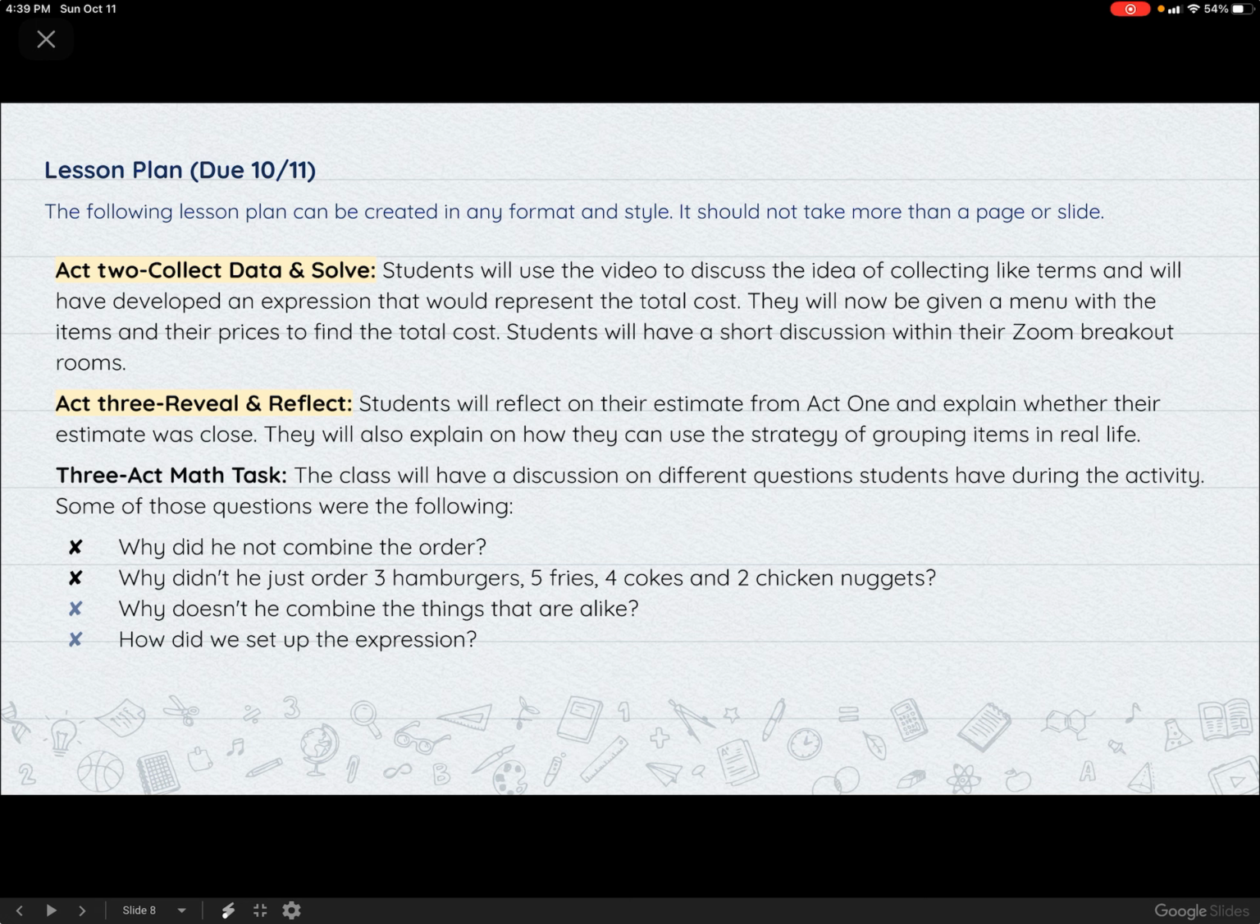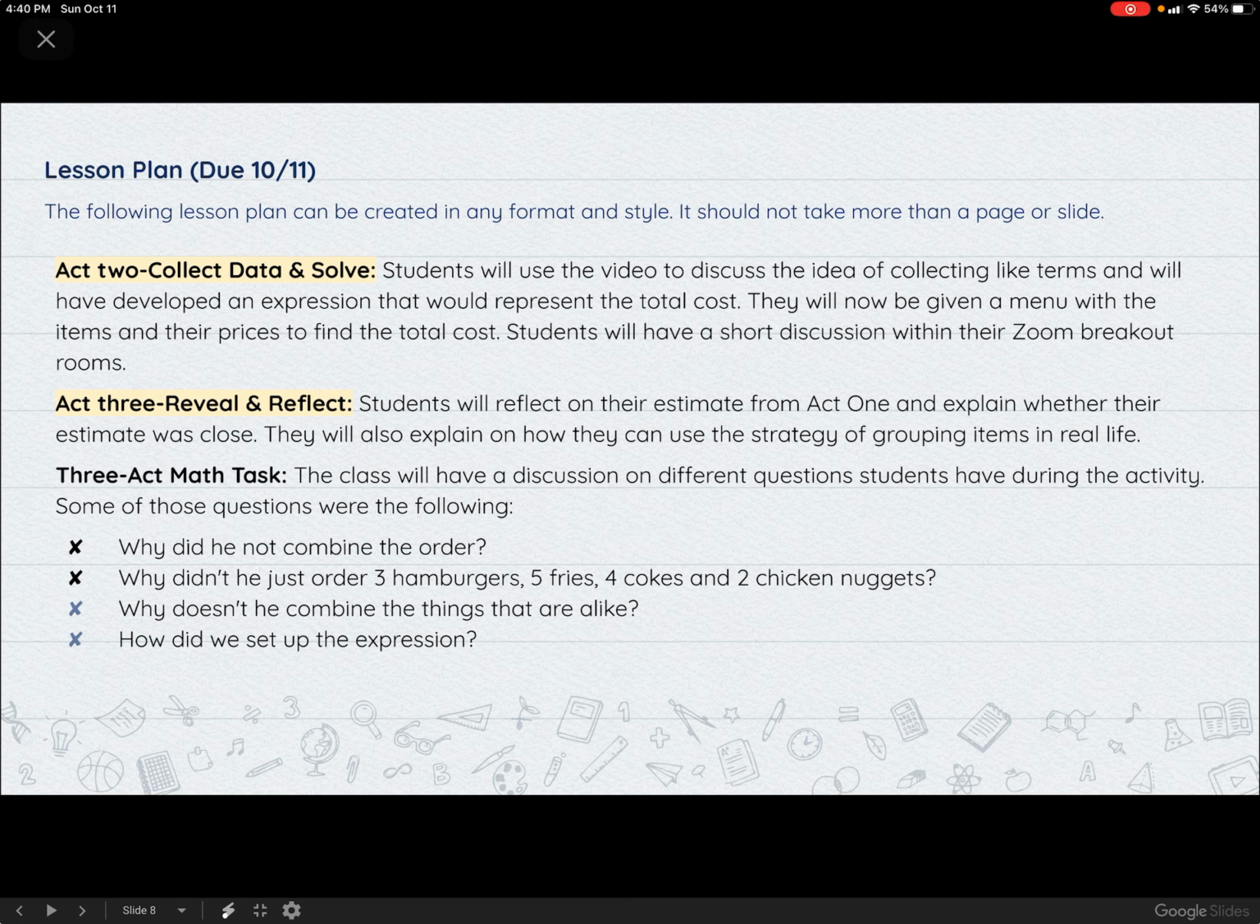So for the 3-act math task, the class will have a discussion on different questions students have during the activity. When I asked the students if they had any questions, these were some of the questions I got to write down on that day. So why did he not combine the order? Why didn't he just order 3 hamburgers, 5 fries, 4 Cokes, and 2 chicken nuggets? This doesn't make sense yet, but I will show you what they mean by that.